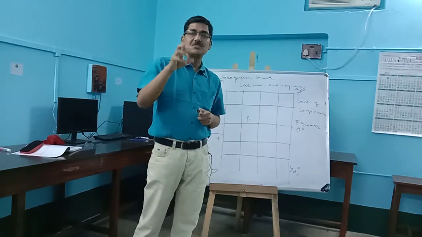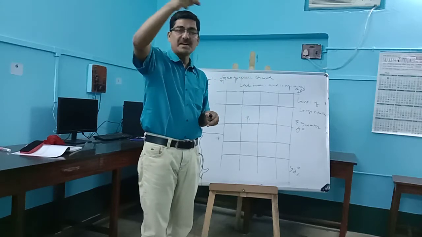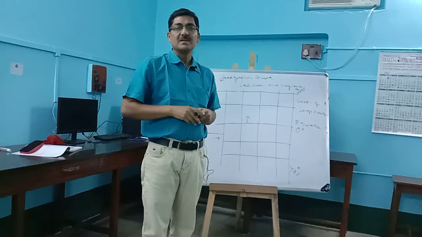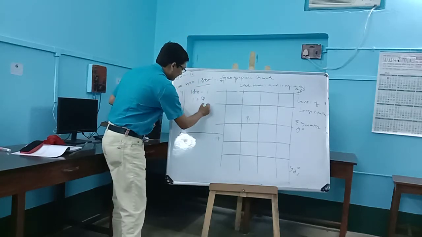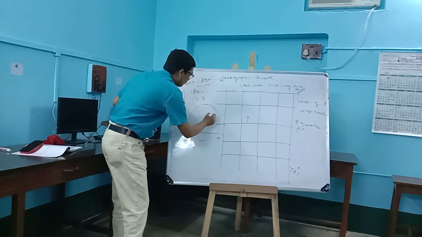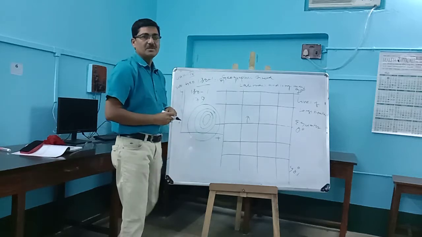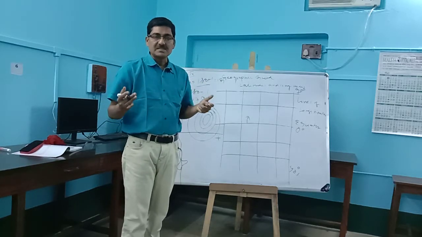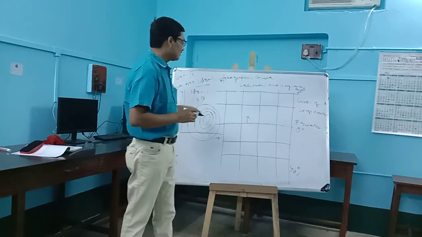The lines of latitude are full circles. They are not half circles. They are all full circles, like that. They are not semi-circles.